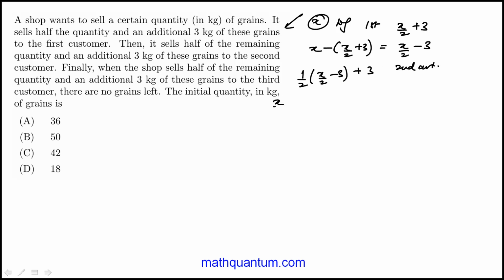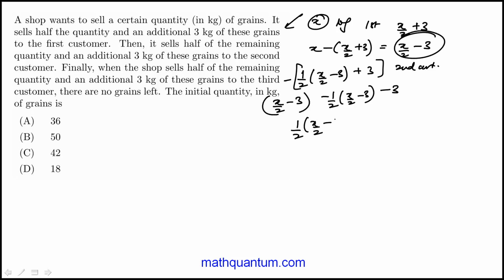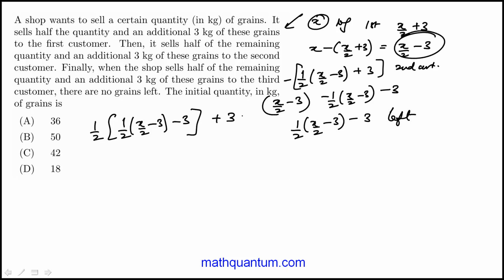Now the amount we're left with is that minus this quantity. So minus half, and I'm distributing the negative, so that would be minus 3. So this is how much we're left with after selling to the second customer. So this is what's left. Now we sell half of this remaining, meaning half of this, so watch out with the parentheses, plus an additional 3 kilograms, and then there are no grains left, meaning that quantity is equal to that.